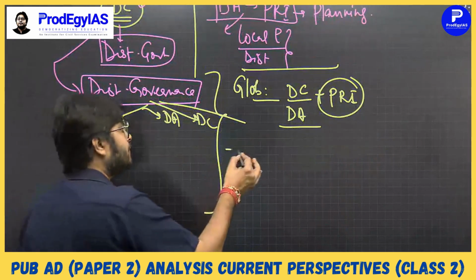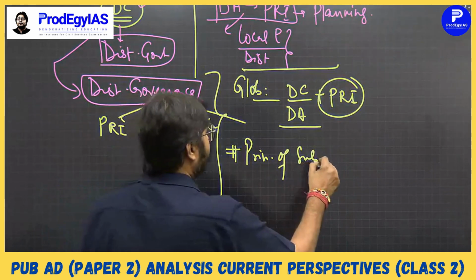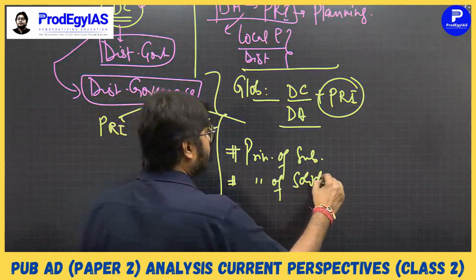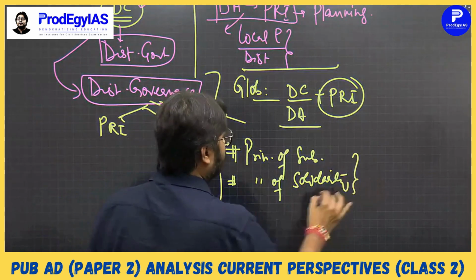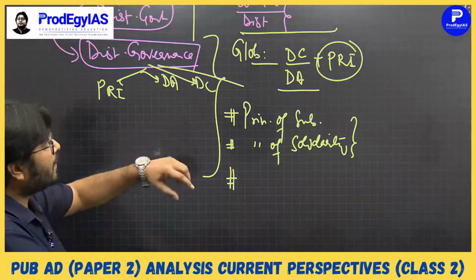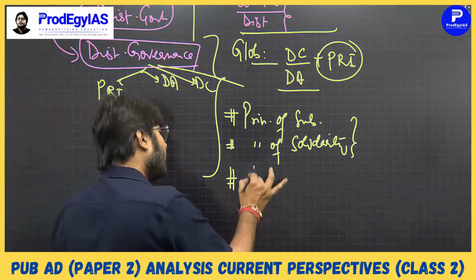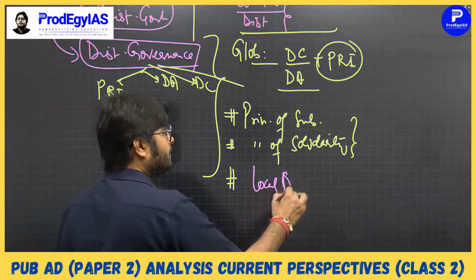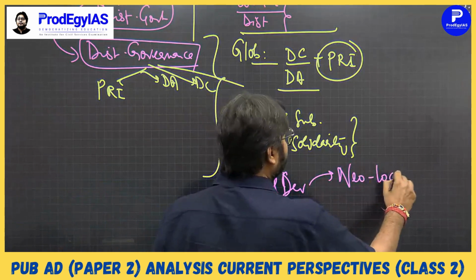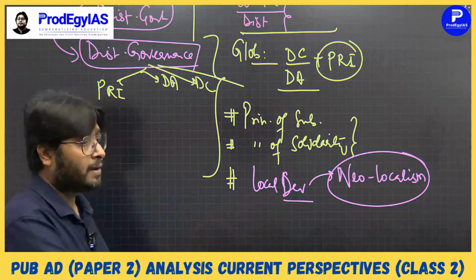Questions related to the principle of subsidiarity, the principle of solidarity. Fine. Then, like we said, globalization and its impact. Obviously, how globalization has impacted local development. We have already talked about concepts like neo-localism, both positive and negative impacts. Fine, kindly talk about it.